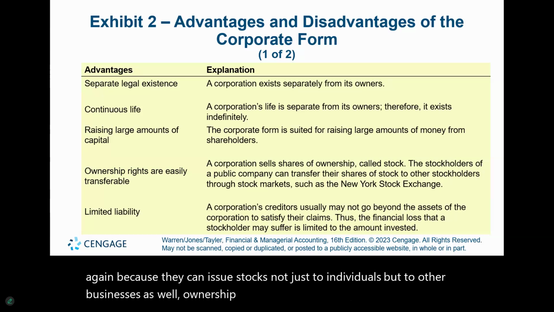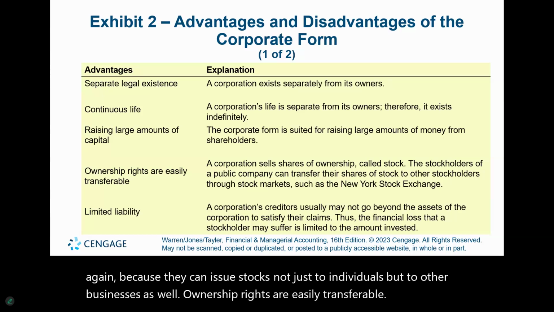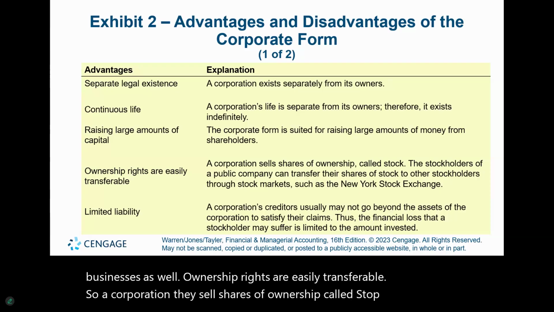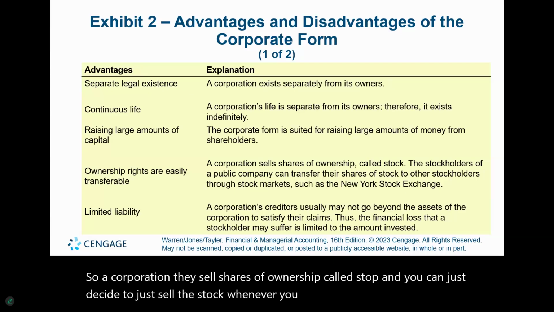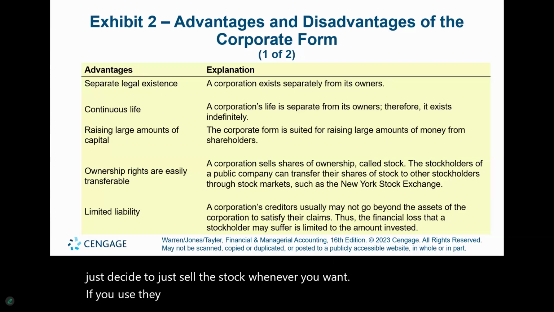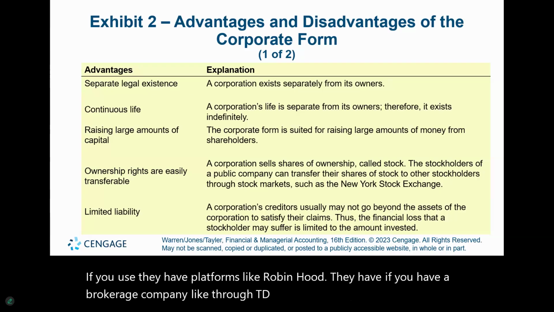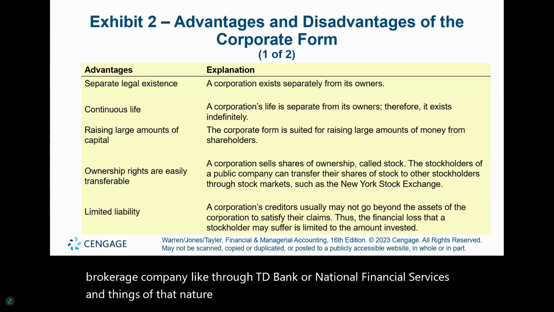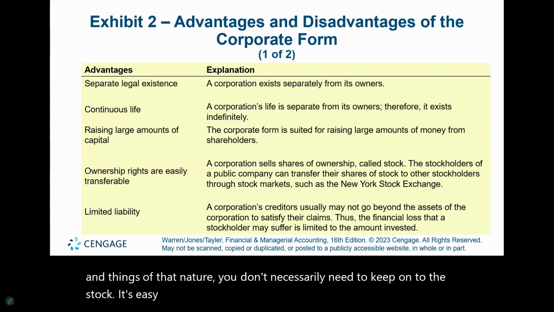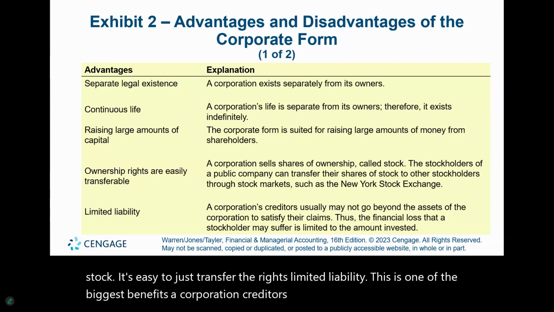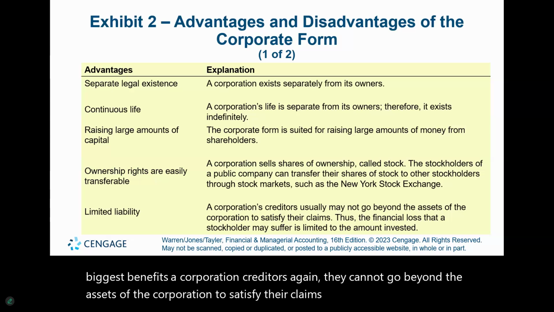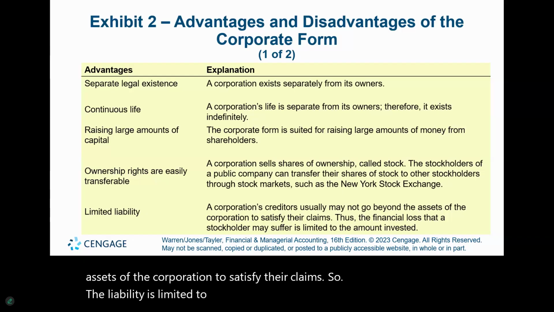Ownership rights are easily transferable. A corporation sells shares of ownership called stock, and you can just decide to sell the stock whenever you want. They have platforms like Robinhood. If you have a brokerage company like through TD Bank or National Financial Services and things of that nature, you don't necessarily need to hold on to the stock. It's easy to just transfer the rights. Limited liability, this is one of the biggest benefits. A corporation's creditors, again, cannot go beyond the assets of the corporation to satisfy their claims. So the liability is limited to however much the stockholder or shareholder originally invested into the corporation.